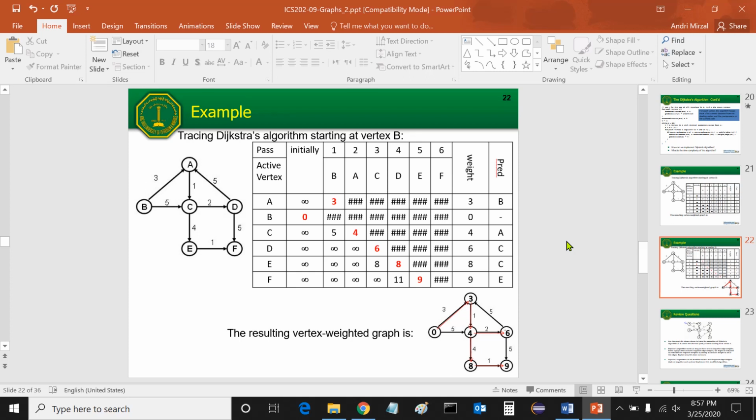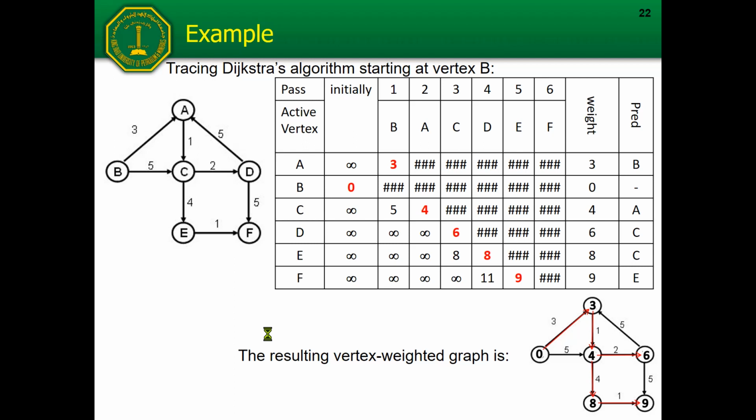Now there is one thing that remains. After we determine the shortest path by filling this table, the next step is that we need to determine the shortest path tree, or in this slide it is called the resulting vertex weighted graph. You need to learn how to determine this.